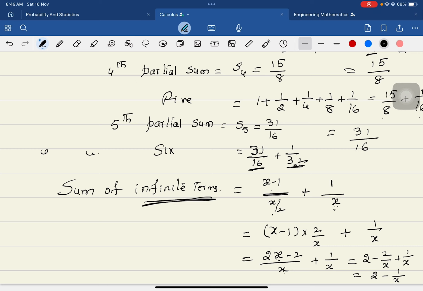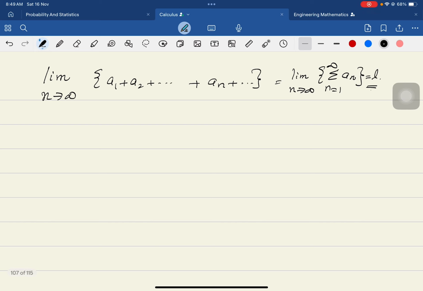So what can you say about the limit now, when I cannot add all the numbers from 1 to infinity? So what we do now, to make it convenient, we write it as the partial sum of the sequence. The partial sum of the sequence is given by Sn.